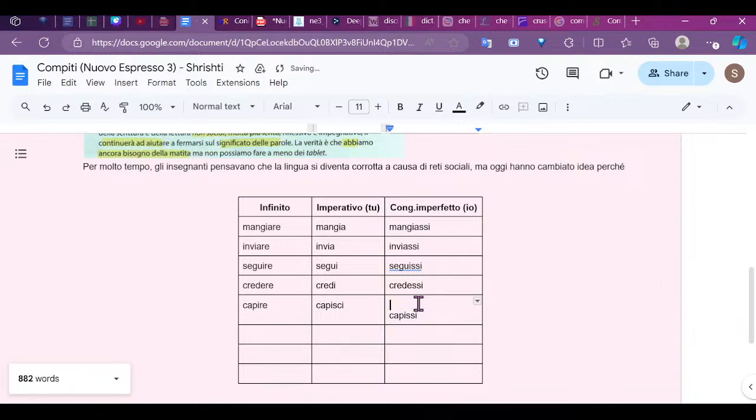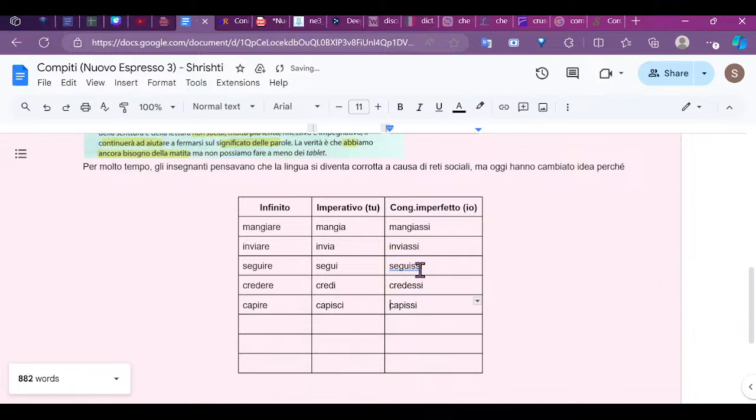It can help you with remembering, because maybe I don't remember, oh, congiuntivo imperfetto, how do I form that? What's the rule for forming congiuntivo imperfetto? Maybe you don't remember the rule that I have to delete the -re and then just add -ssi.